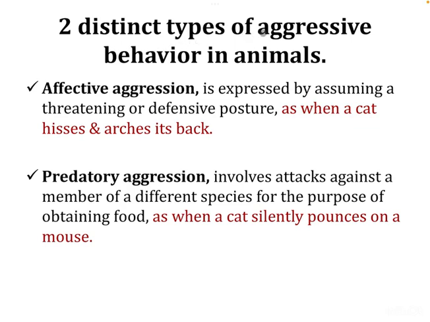Two distinct types of aggressive behavior are shown by animals. The first one is affective aggression, which is expressed by assuming a threatening or defensive posture, as when a cat hisses and arches its back. The other behavior is predatory aggression. This involves attack against a member of a different species for the purpose of obtaining food, as when a cat silently pounces on a mouse.